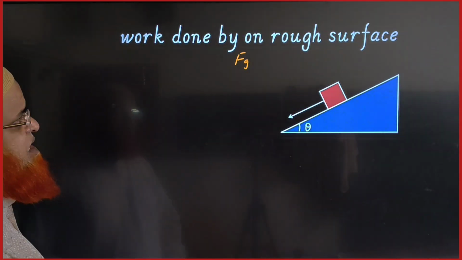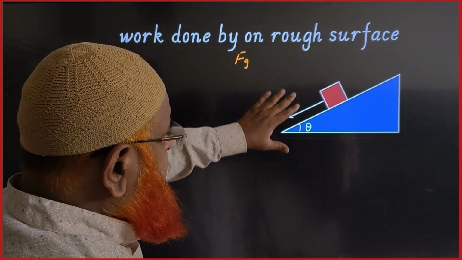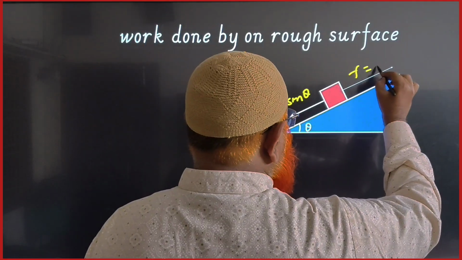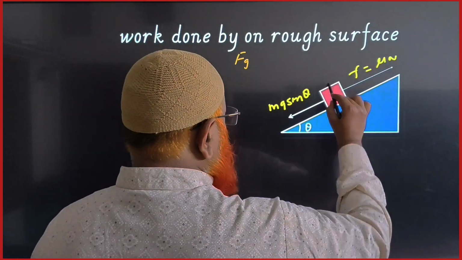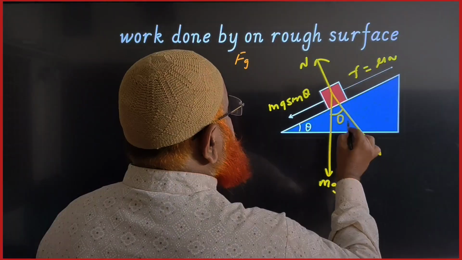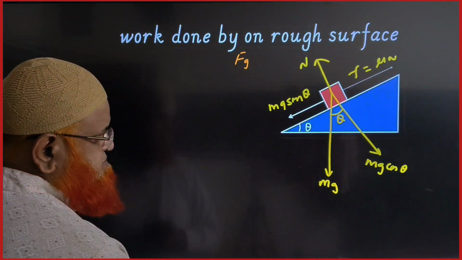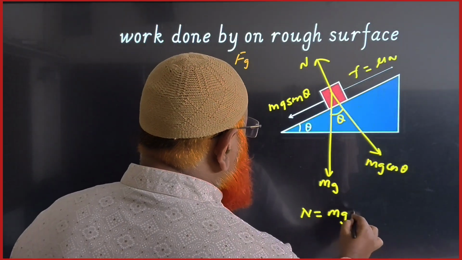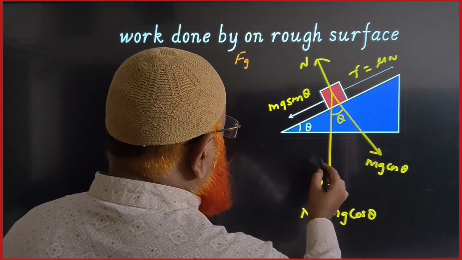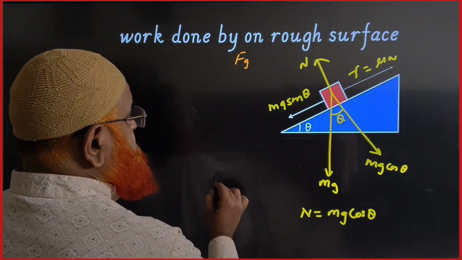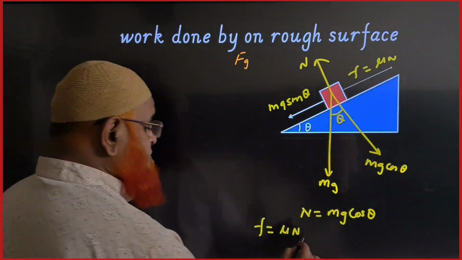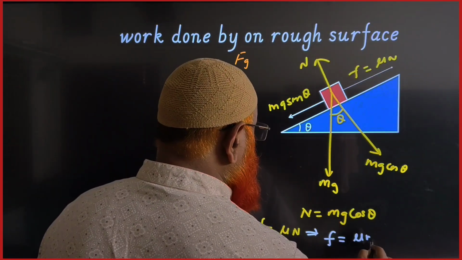Now work done on rough surface. Okay, अगर inclined plane rough हो तो क्या होता? क्या क्या चीजें होंगी? Friction, which is nothing but mu into N. This is N. This is mg. Exactly opposite to that, mg cos theta, mg sin theta. And you know that N is equal to mg cos theta. And what is f here? F is nothing but mu into N. This implies that f is equal to mu into mg cos theta.